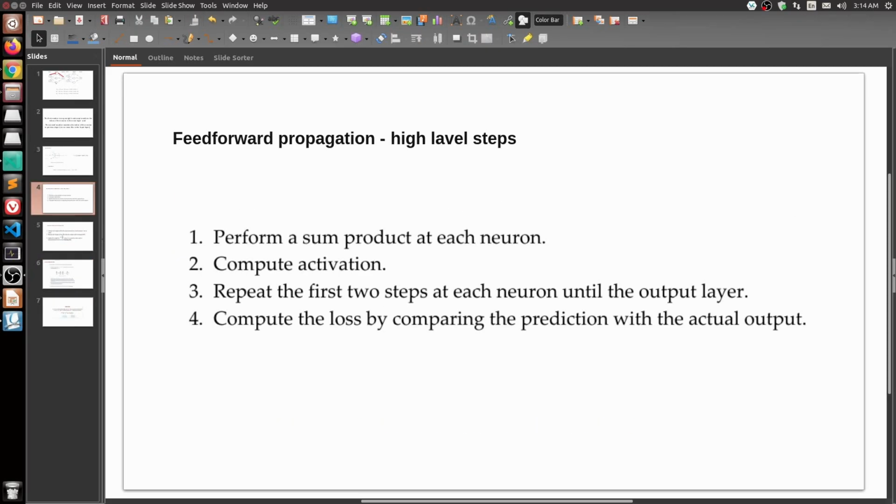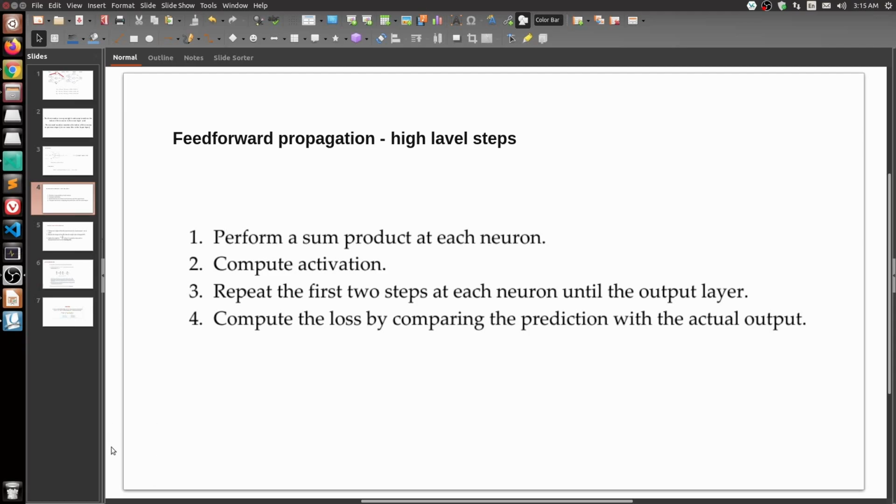So feed-forward propagation's high-level steps can be summarized as below. Number one, perform a sum product at each neuron, then compute the activation function. Repeat the first two steps at each neuron until the output layer, and then finally compute the loss by comparing the prediction with the actual output. And that's where one cycle of feed-forward propagation is done. And then the back propagation will start.